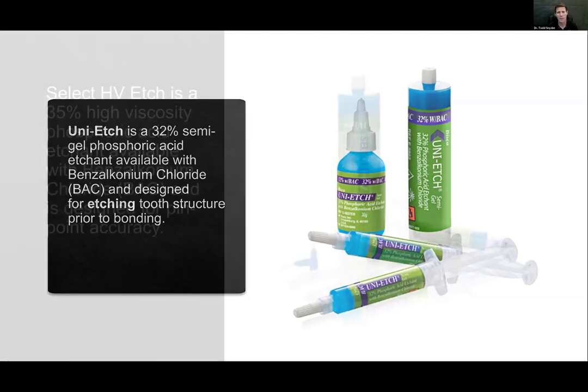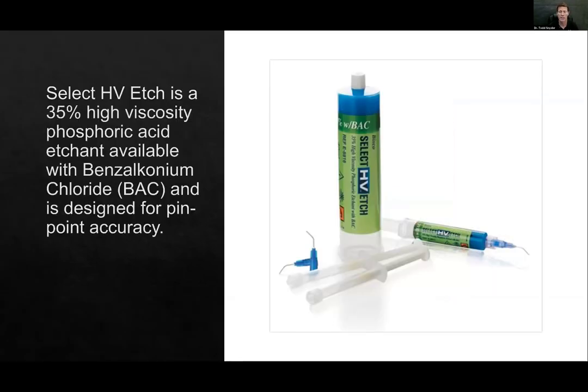Now, if someone says, hey, wait a minute, I'm not etching everything, well, that's fine. That's each person's prerogative, right? And if you want to etch just the enamel, you've got to be careful because some of the etchants are a little runny. They're going to get onto the dentin as well. And so with that, I would say, go ahead and use the selective HV etch.